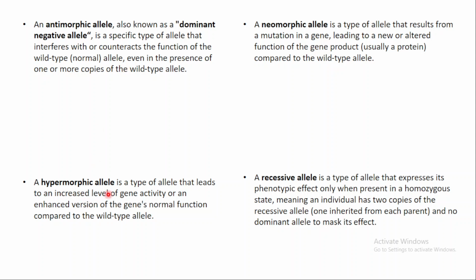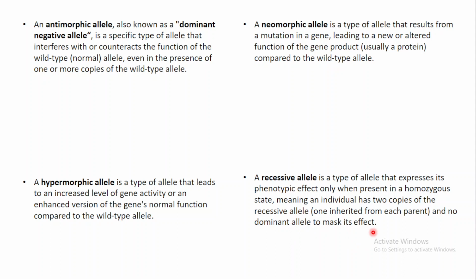A hypermorphic allele, on the bottom left, is a type of allele that leads to an increased level of gene activity. So that allele will lead to an increase in gene activity, whether it is an increase in protein production or whatever the gene activity is. A neomorphic allele: neo means new, hyper means more, anti means negative. It is a mutation that creates a new phenotype altogether, or a new function of the gene product altogether. And a recessive allele is a type of allele which will only express in a homozygous condition, meaning an individual has two copies of the recessive allele and no dominant allele to mask its effect.